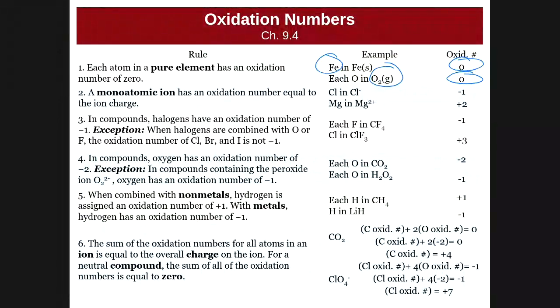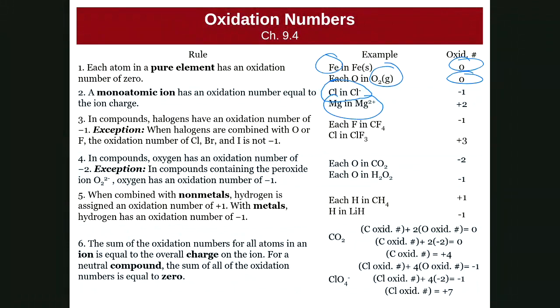A monoatomic ion has an oxidation number equal to the charge. So a monoatomic ion is an ion that consists of one atom. It's not our polyatomic ions that are covalently bound. It's one atom that makes an ion, like chlorine in chloride and magnesium in magnesium ion.